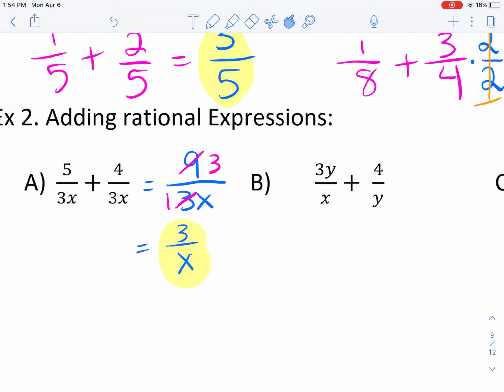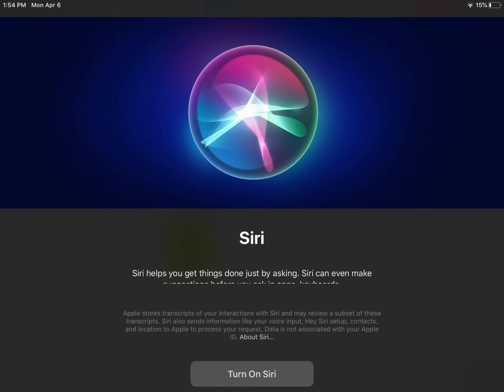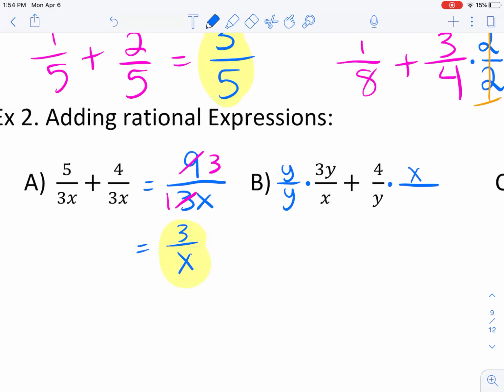B, we have 3y over x plus 4 over y. Our denominators are not common. They're not the same. So we need to force them to be the same. Notice in the first rational expression, 3y over x, I have an x in the denominator, but I'm missing y. So to force them to have the same denominator, I'm going to multiply the first one by y over y. And in the second one, I have a denominator of y. I'm missing the x. So we need to multiply that one by x over x.